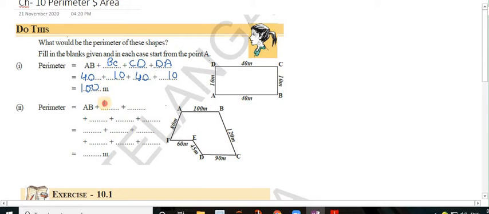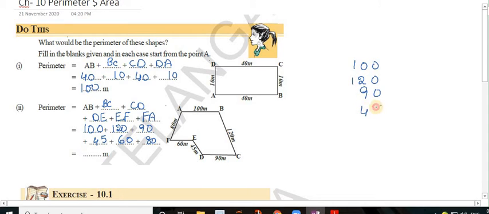AB, BC, CD, DE, EF and FA. Now we will write the measurement of each. AB is 100 meters, BC is 120 meters, CD is 90 meters, DE is 45 and EF is 60, FA is 80. So we will do the addition here: 100, 120, 90, 45, 60 and 80.